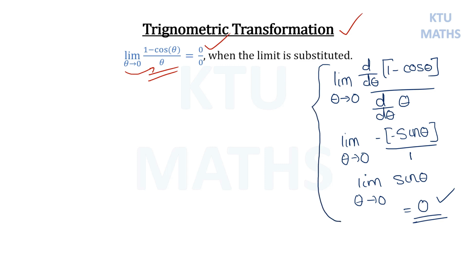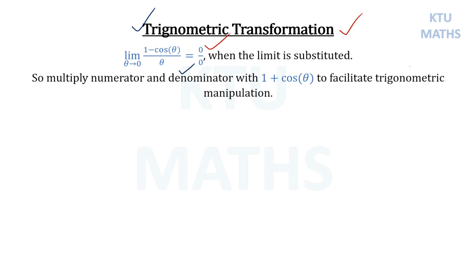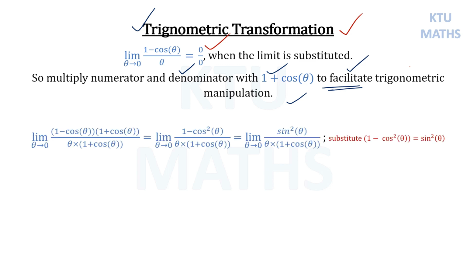But it is not by L'Hopital's rule alone that we can solve this function. We can also solve it by trigonometric transformation, and that's what we are going to study here. First, let me rub this. We have to multiply the numerator and denominator with a function to manipulate the trigonometric equation. That means that by multiplying 1 minus cos theta with its conjugate form, we can arrive at some other equations. By multiplying 1 minus cos theta with its conjugate form, we will arrive at 1 minus cos square theta.